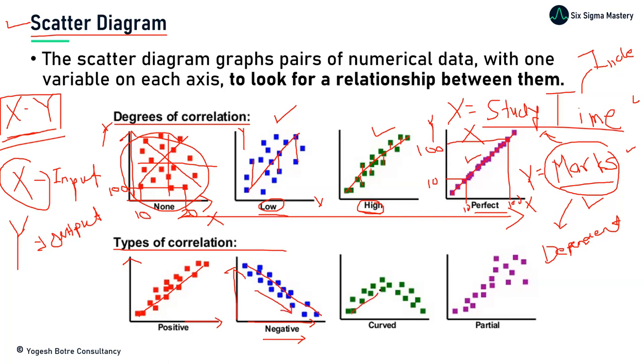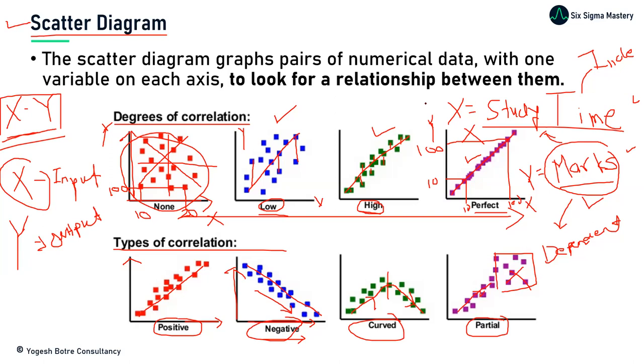Curved is also possible in some kinds of chemical processes, where it increases up to a certain point and after that it decreases. And there are also partials. Up to certain values, we can see the relationship, and after that, we cannot see that relationship. So partial is also possible. You can create your own scatter diagram, and just by looking at it, you'll be able to identify whether it is positive or negative, whether it is curved, whether it is low, high, or whatever it is.